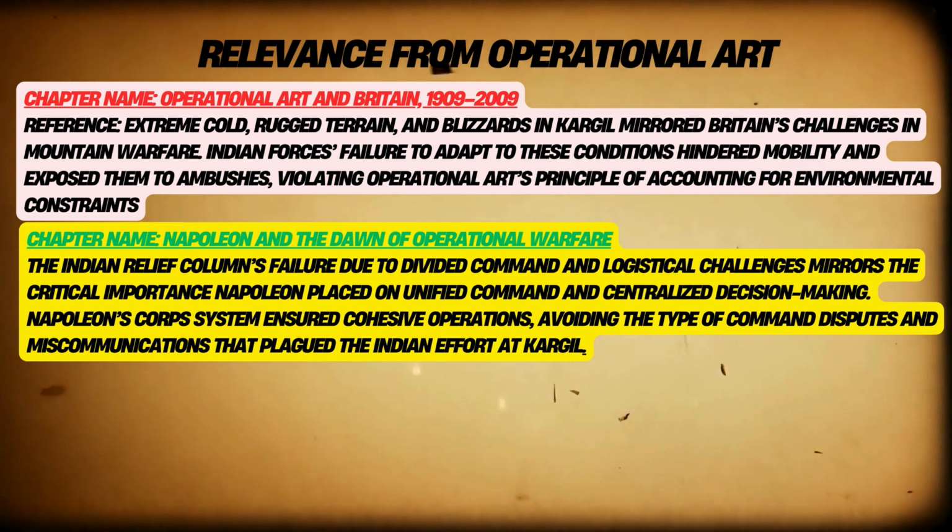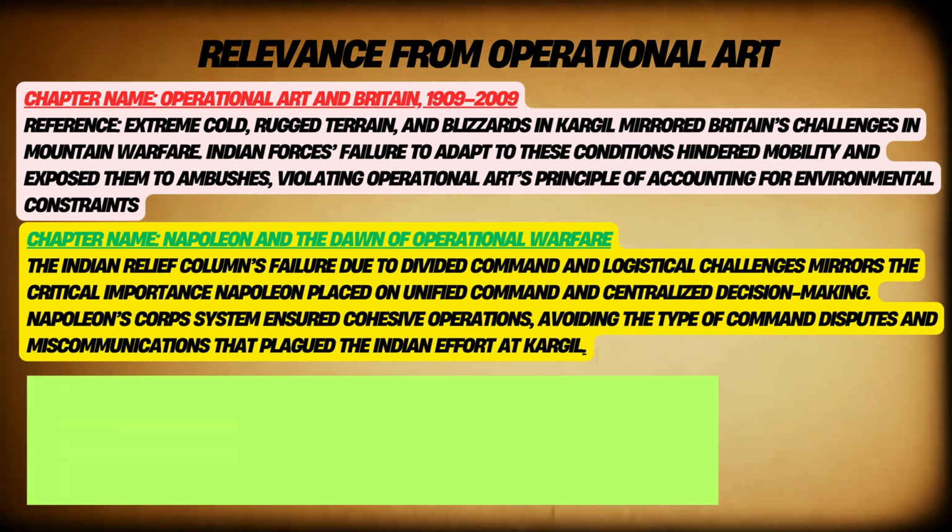Napoleon's Corps system emphasized unified command and centralized decision-making, which ensured cohesive operations even across dispersed forces. The Indian Relief Column, however, suffered from divided leadership, with disputes between commanders like Kripal Singh, S.B. Sinha, and Kauts. This lack of cohesion, coupled with logistical failures, mirrors why Napoleon prioritized strong leadership to avoid command disputes and miscommunications like those seen in Kargil.